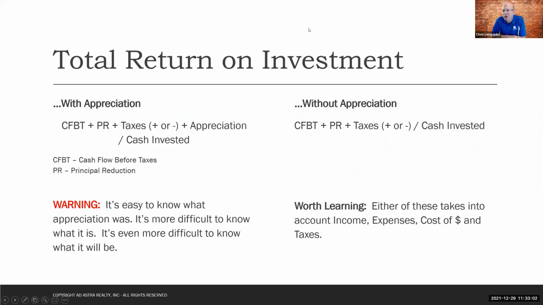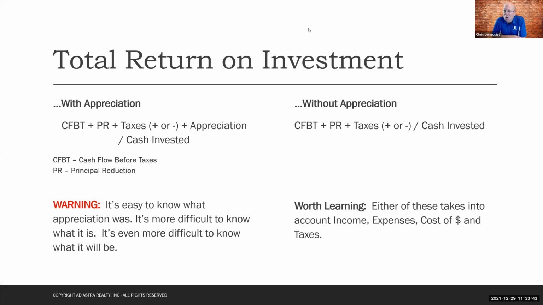This is total return on investment. I need to give you some ground rules first. We're going to do this with appreciation and without appreciation. With appreciation, to figure out the total return on investment, it's your cash flow before taxes plus your principal reduction plus your tax benefits, plus appreciation, divided by your cash invested. So you might want to write that down while we talk about it. Cash flow before taxes plus principal reduction plus taxes plus appreciation, divided by cash invested.